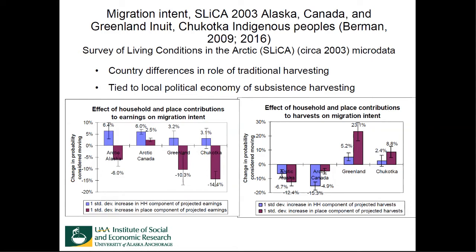And the harvest, you can see, if you're in a place where there's better harvest, you're not likely to move in Alaska or Canada. But in Greenland, and also here we have data from the Chukotka region in Russia, subsistence harvesting is basically considered an employer of last resort. And so if you're in a place where there are better harvesting opportunities, you don't want to stay. You want to go to a place where there are more earnings. And so those areas are really quite different from the North American countries. Okay, next slide, please.